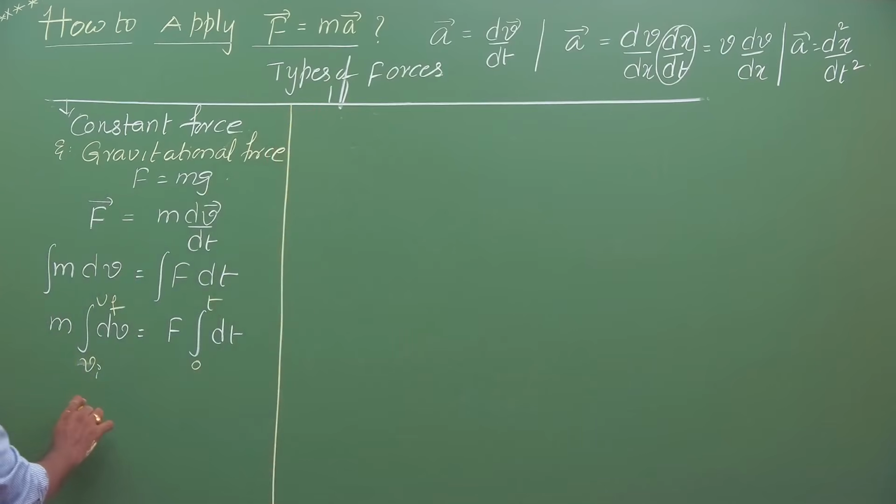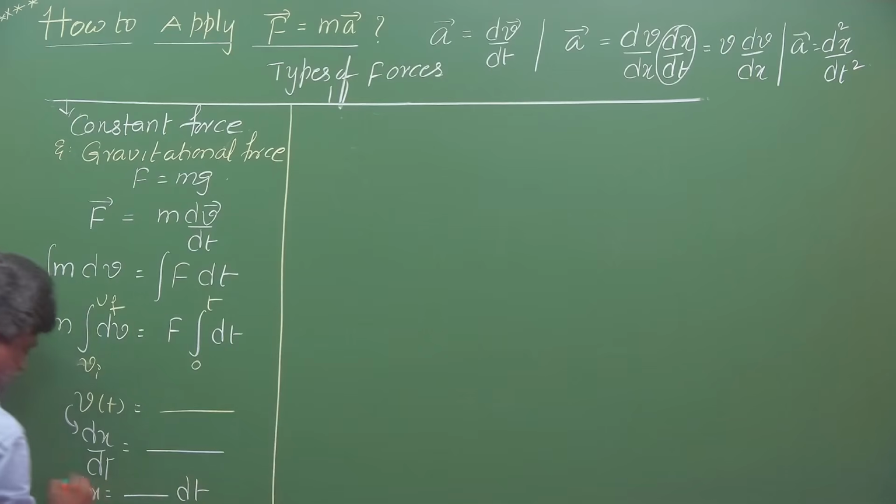From this, what will you find? You will find velocity, V of t. Once you got V of t, I would like to find x of t. How to find x of t? V of t is always equal to dx by dt. Again cross multiply: dx equal to V dt, then integrate. What will you get? x of t. That's it.